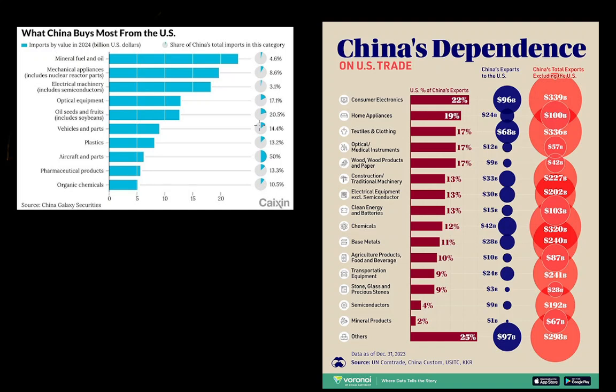If we think about it, therefore, whatever China is buying from the American market is high on mineral fuel and oil, mechanical appliances such as nuclear reactor parts, electrical machinery which includes semiconductors, optical equipment, and so forth, until we get to the highest rate, which is organic chemicals.